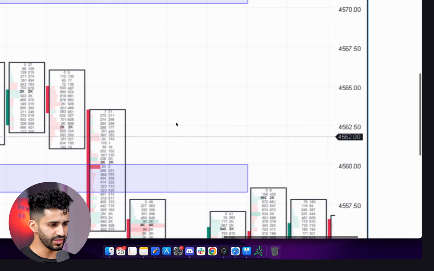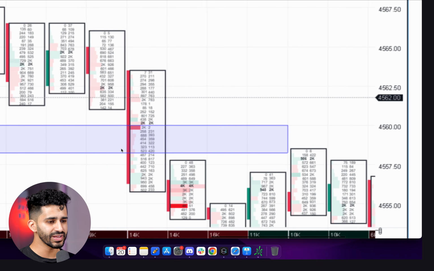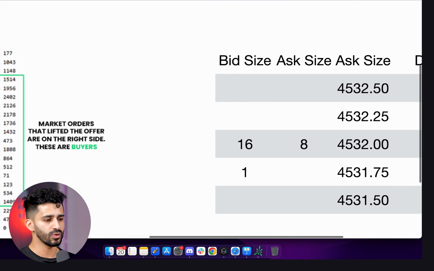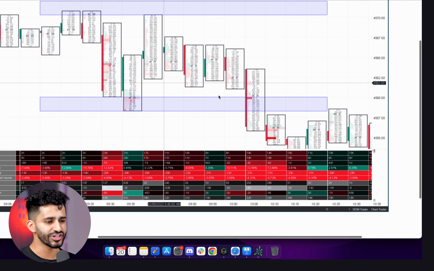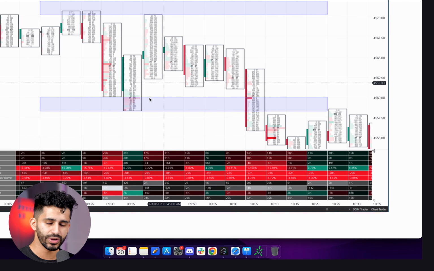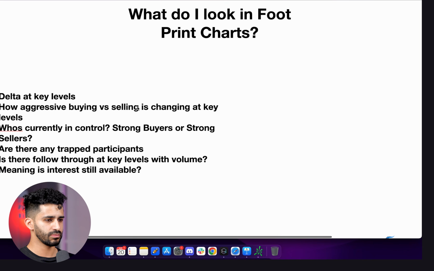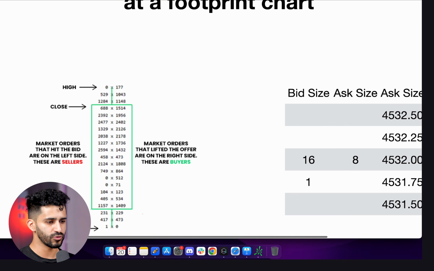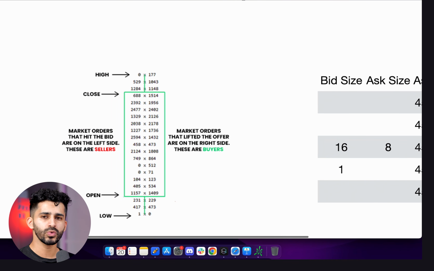So when we look at this and I have the delta going on, we can see where more aggressive selling was, where more orders got filled on the bid and where more orders got filled on the ask. That's how, when we look at the footprint chart, we're able to tell the story between the buyers and sellers at key levels. Now the question is, what do we look for in footprint charts? We understand what a footprint chart is and how it has been calculated, but what do we look for?